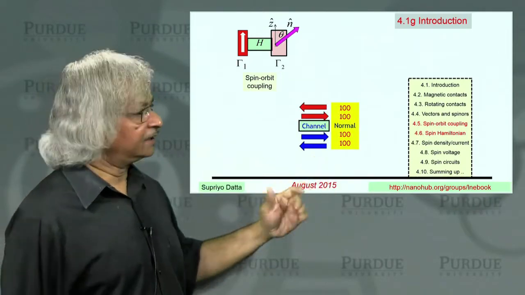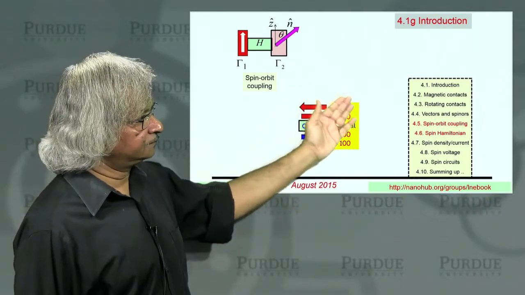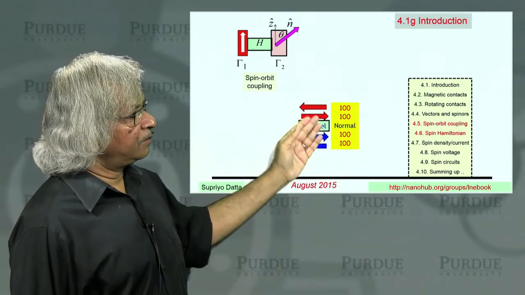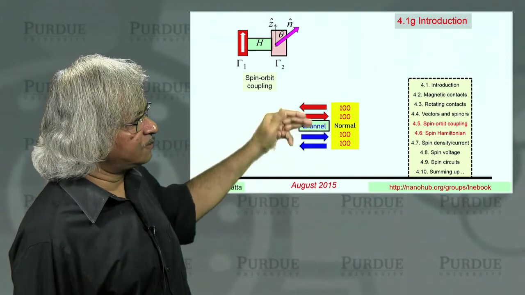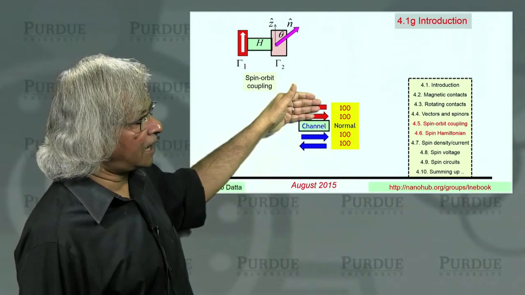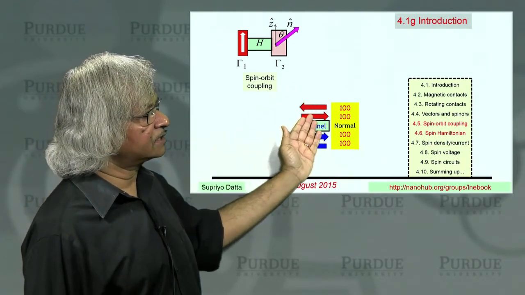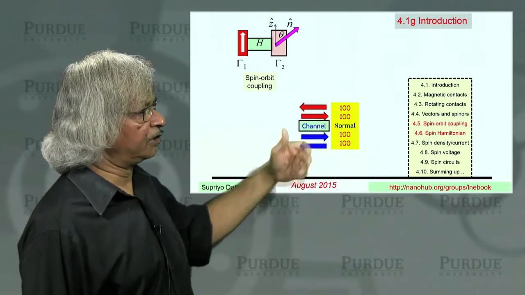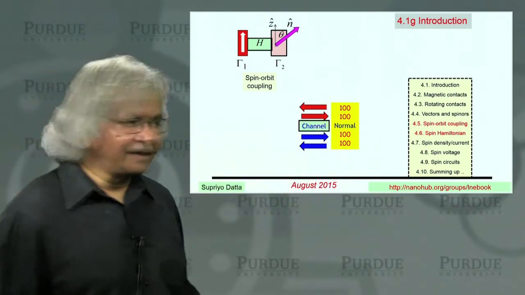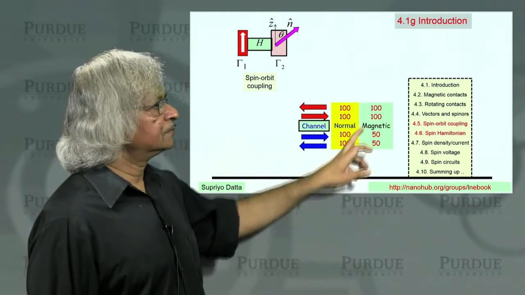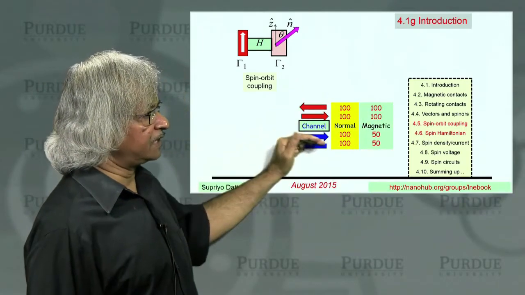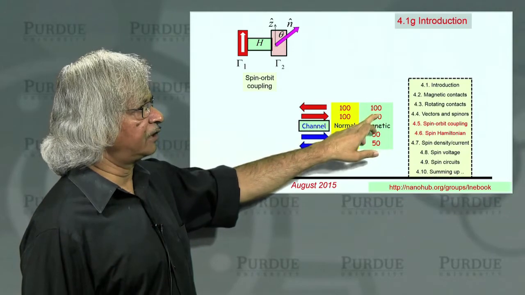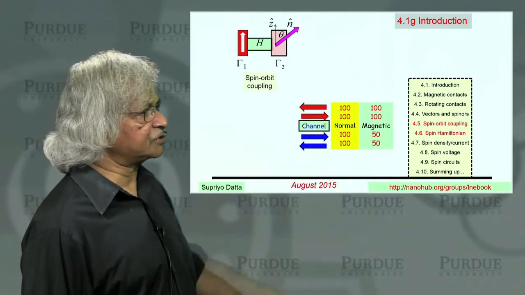The basic result is that in a normal channel, you have equal amounts of upspins and downspins. And if you looked at the upspins, there will be an equal number of states going to the right and to the left. So let's say 100 of each. Now, in magnetic channels, there's a lot more upspins than downspins. So you might have, say, 100 upspins, 50 downspins.